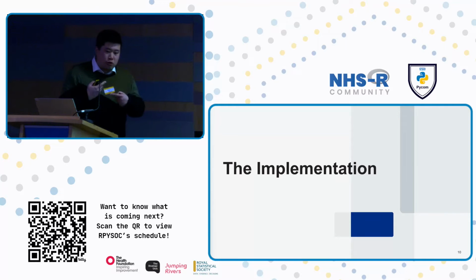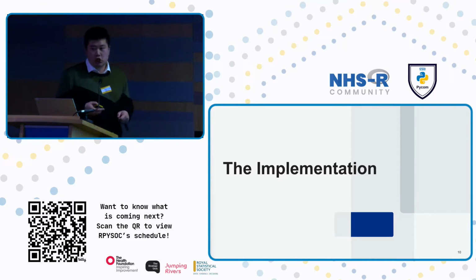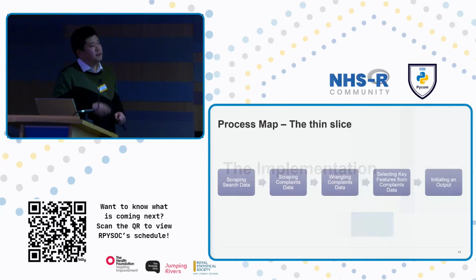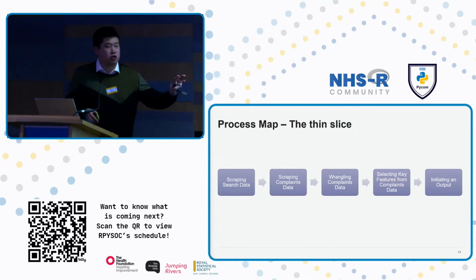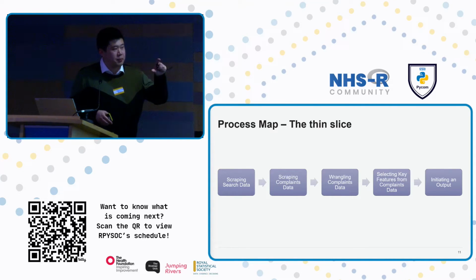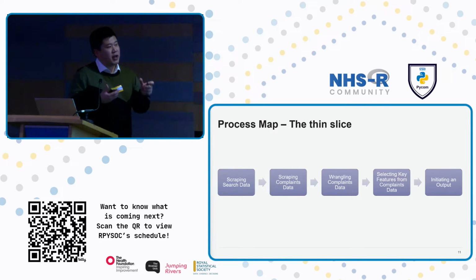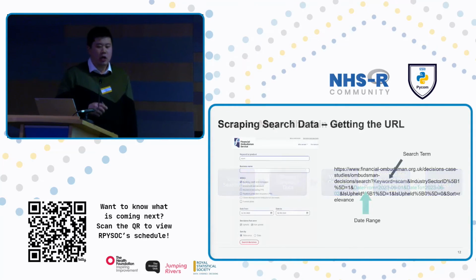So what I'm going to do now is give you a rough view of the implementation of this project. First of all, the thin slice. As you can see, this is a crude description of my thin slice: getting the search data, scraping it, then scraping the complaints data, wrangling it, and creating metadata and forming it into a usable table, my output.